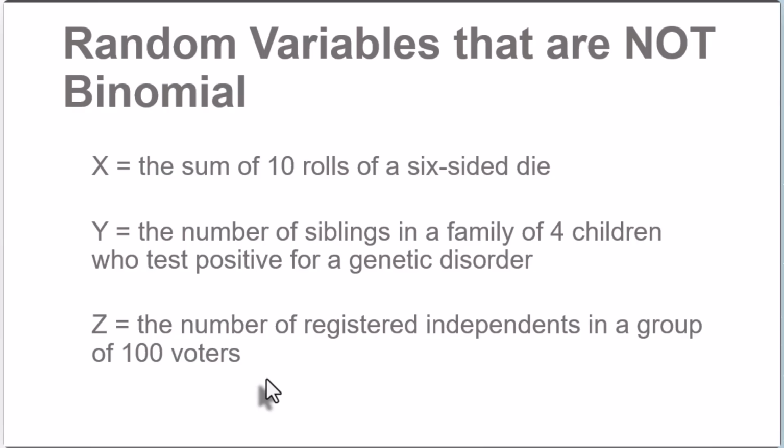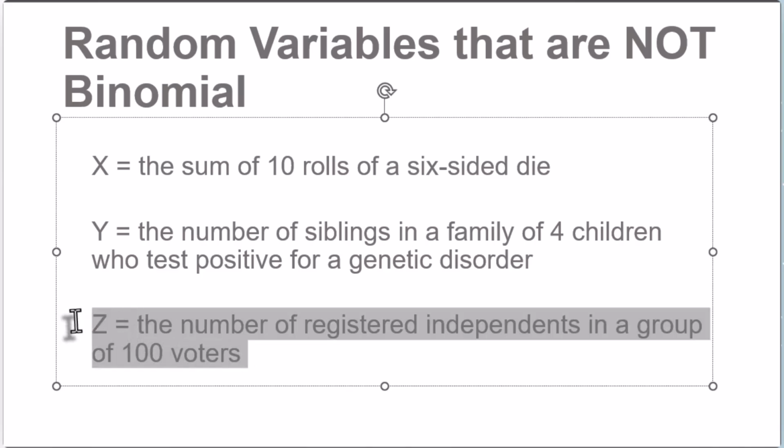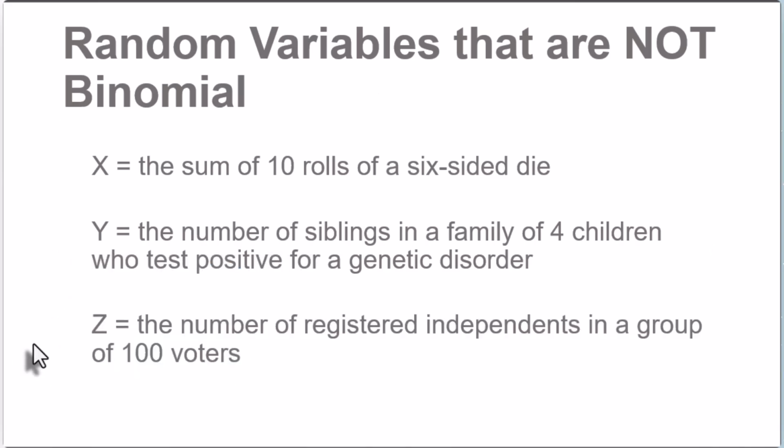So here again, we do have a fixed number of trials. Those are the 100 voters. We're looking at the probability that each one is independent, which should be the same probability in all of our trials. The issue here is that there seem to be more than 2 possible outcomes. And this last non-example would depend upon how you're coding the results. If you're recording what political party each voter belonged to, that's going to be more than 2 possible outcomes. We can have independents, Democrats, Republicans, or potentially other political parties as well.